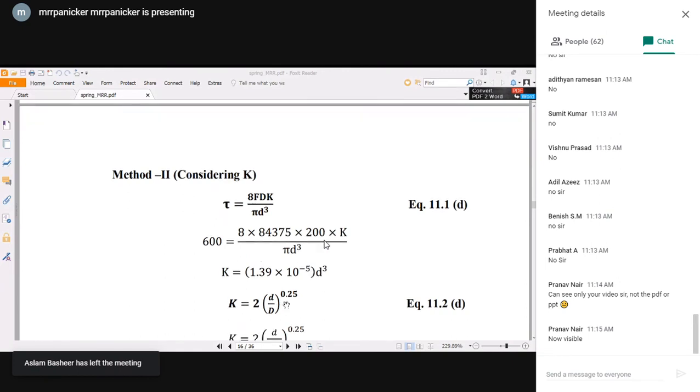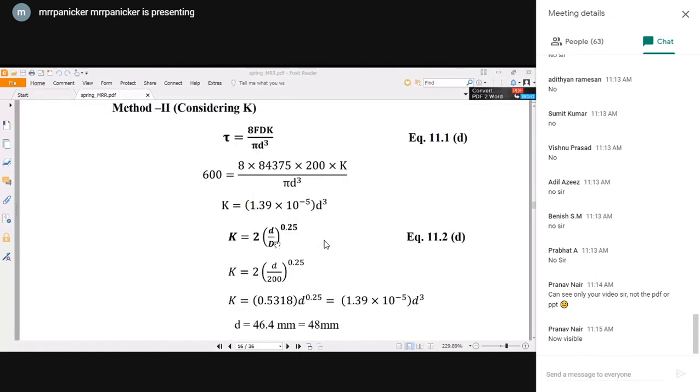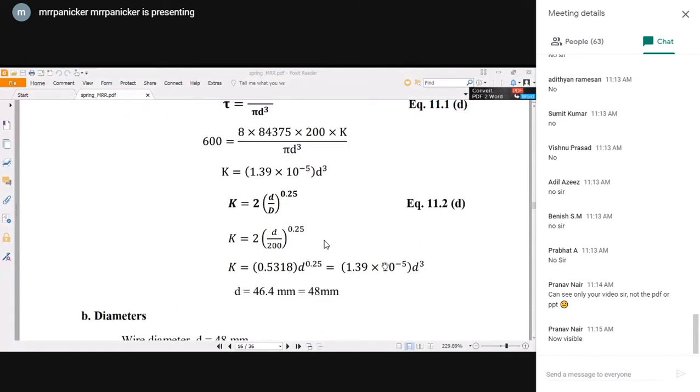And one more equation, which I already mentioned, is that K is related to 1 by C, that is d by D, approximately this raised to 0.252. So from these two equations, because this capital D is given, you will be able to get the value of the diameter of the wire. Then you can refer to the chart for a standard value of wire diameter.